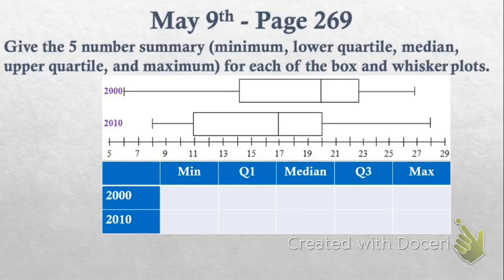So what is the minimum for 2000? I'm looking at this graph right here, the one up on top. What is the minimum value for that? 14 is the smallest value here.